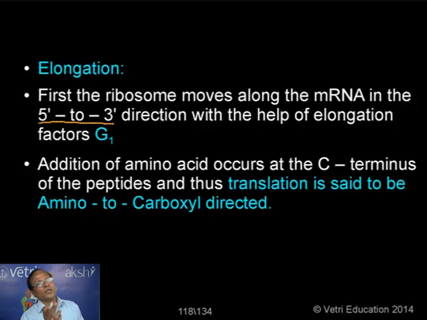Now we have the tRNA with the peptide in the P site. Soon it is shifted, the tRNA with the peptide is shifted to P and then finally to E. Like that, this is what is happening, a repeated process.